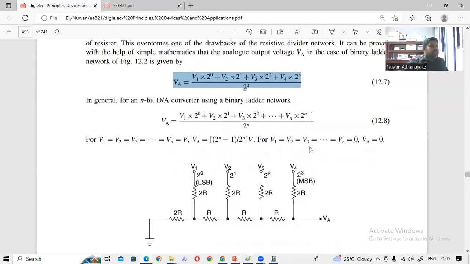Here you can also see that based on this weightage, you can identify the least significant and most significant bit. V1 has the lowest weight, 1, and V2 has 2, like this. So V1 is the least significant bit, and this one will be the most significant. Actually, I used this ladder circuit with the Arduino.